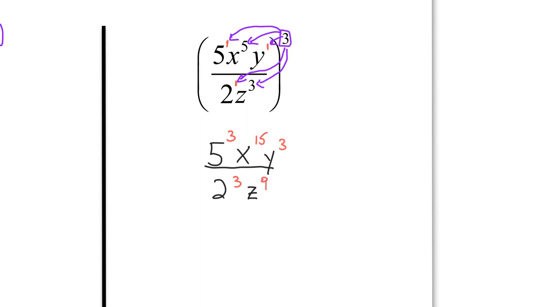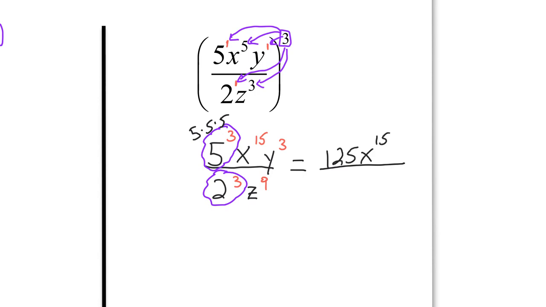So now you actually simplify the coefficients, the numbers. We have 5 to the 3rd power, and 2 to the 3rd power. So 5 to the 3rd power, that's actually 5 times 5 times 5. You multiply 5 by itself 3 times, and that's going to be 125. You keep the x to the 15th power, the y to the 3rd power. On the bottom, 2 to the 3rd power. That's 2 times 2 times 2. That's going to be 8. And you keep the z to the 9th power.